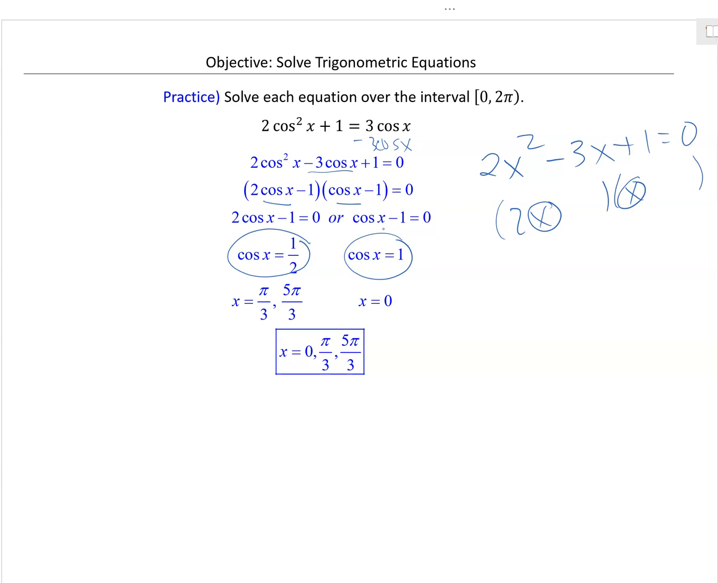Our unit circle tells us cosine, which is x, is positive in quadrants 1 and 4. And the 1/2s for cosine go with our thirds. So we have pi thirds in the first quadrant and 5 pi thirds in the fourth quadrant. Cosine is 1 at 0 radians. Again, don't use 2 pi because the interval says include 0, don't include 2 pi as an answer. And so we use the 0 radians, which gives us those 3 angles.